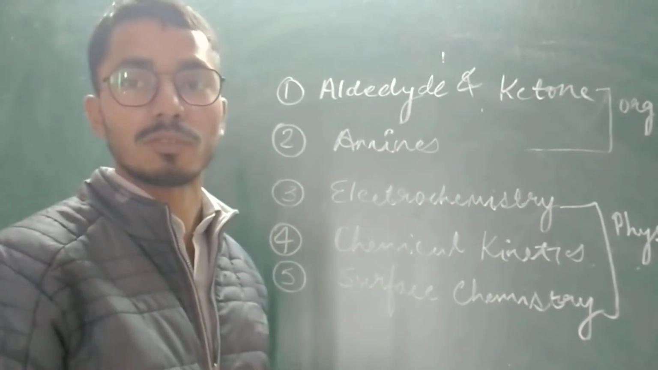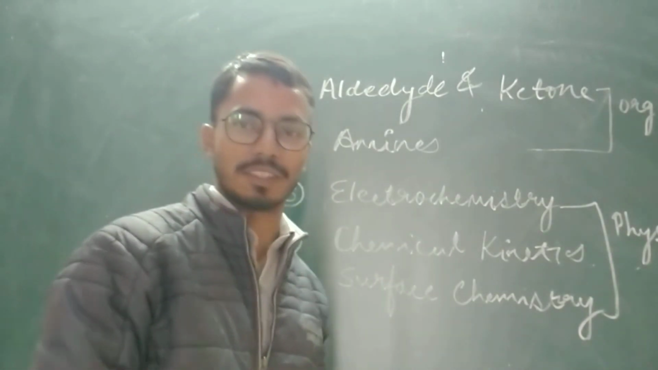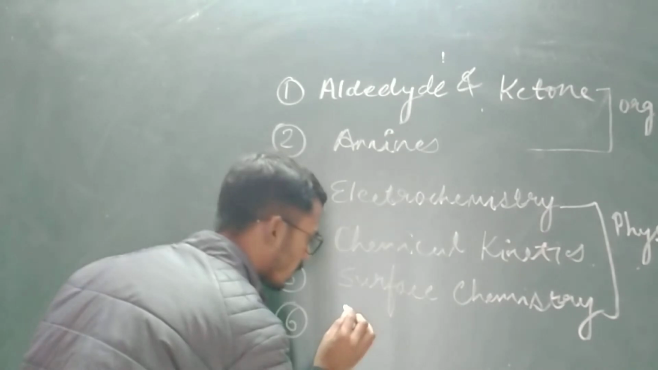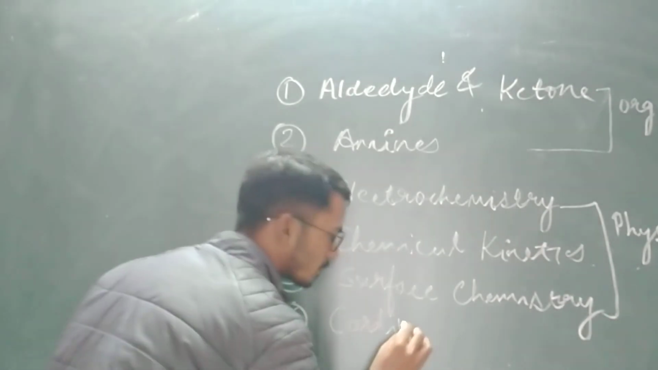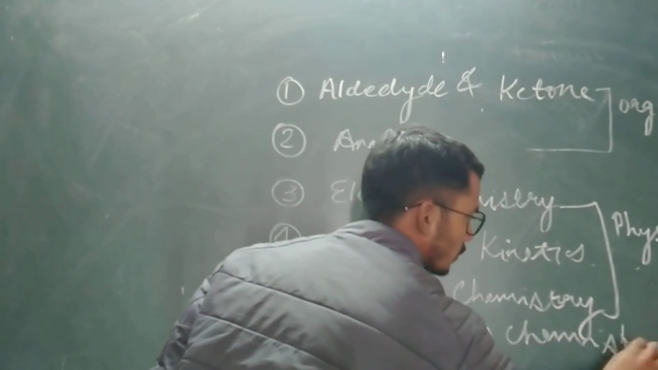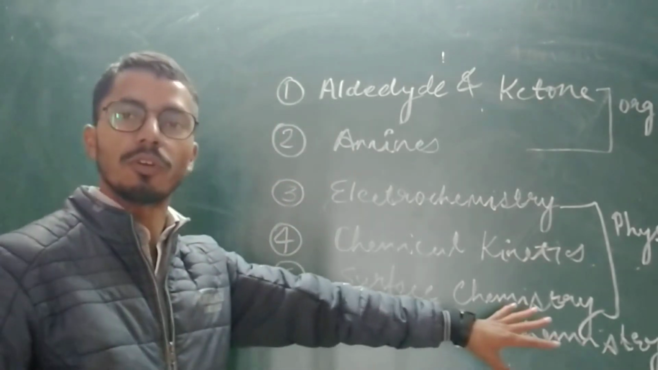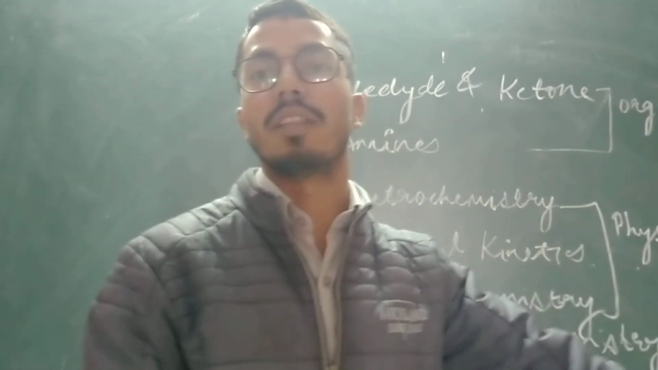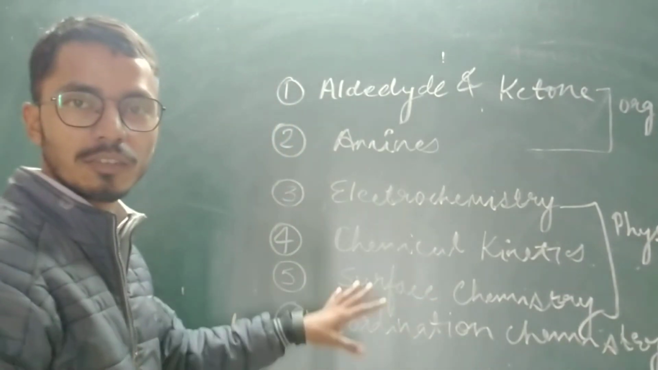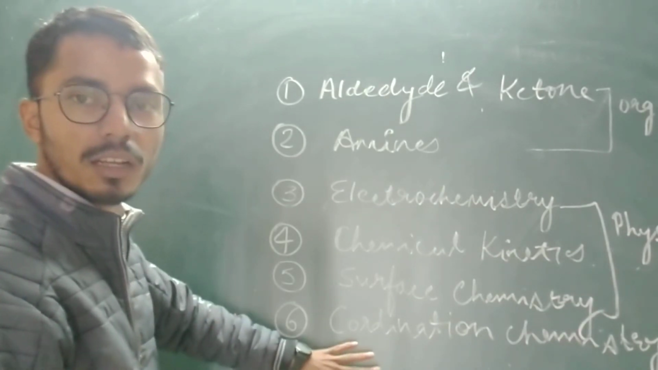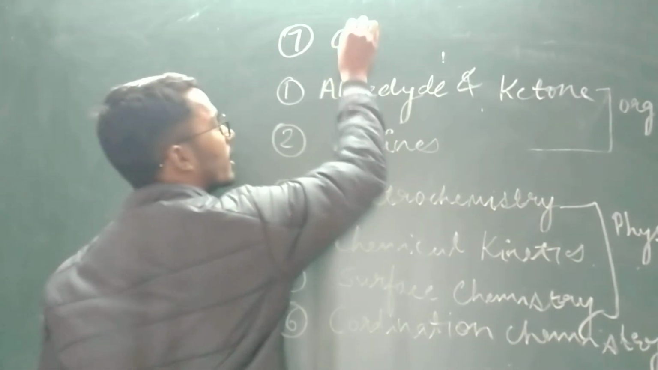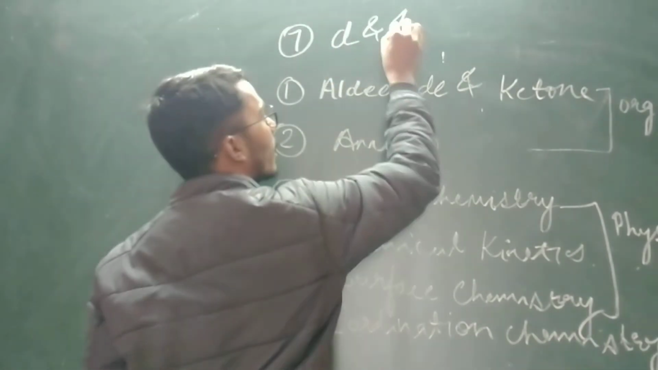We also have 2 chapters related to your inorganic chemistry. Chapter number 6 is coordination chemistry, which is related to your d-block elements and the complex compounds. And the last chapter, chapter number 7, is d and f block elements.